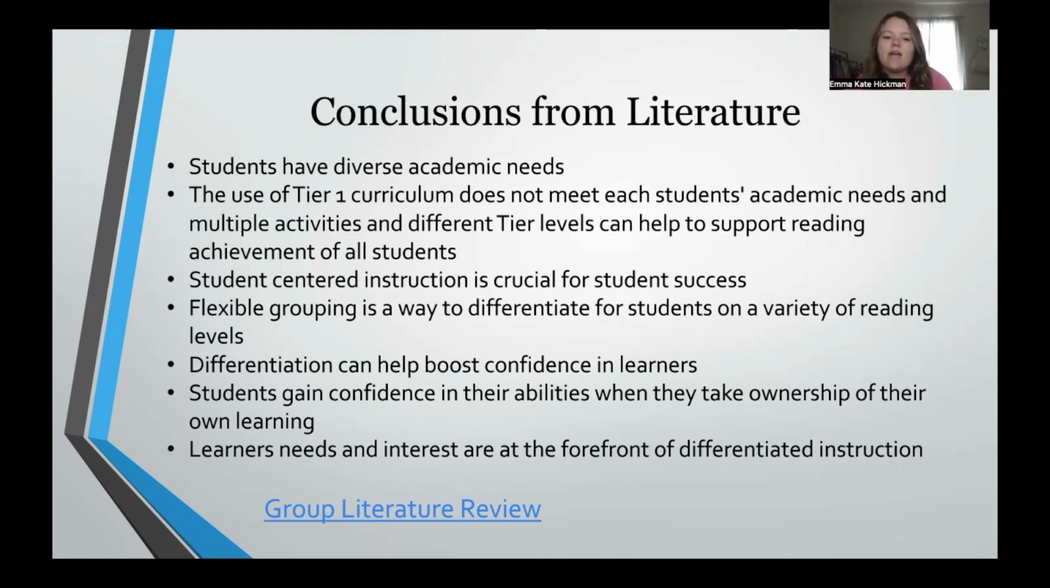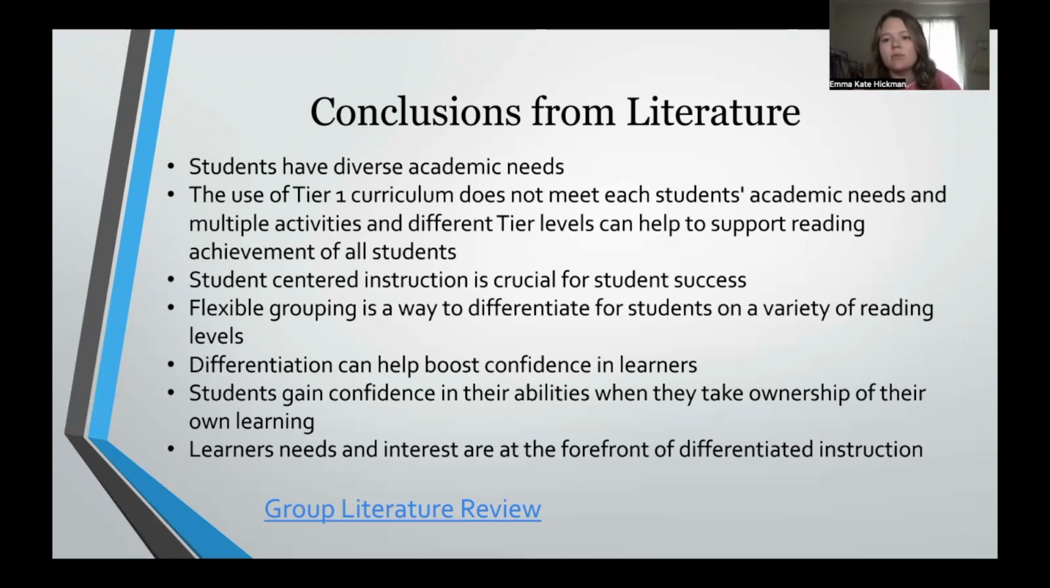The next point we made was that students gain confidence in their abilities when they take ownership of their own learning. So just making sure that they are involved in their learning, that they understand their progress, all of those things. And then the last point we made is that learners' needs and interests are at the forefront of differentiation and/or differentiated instruction.